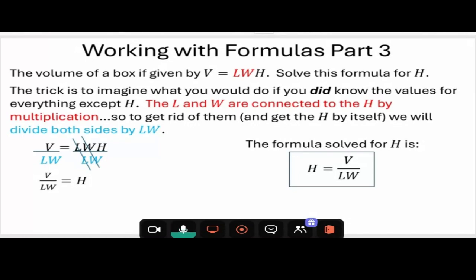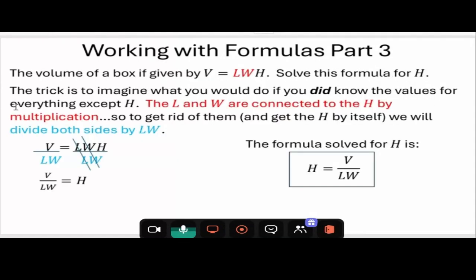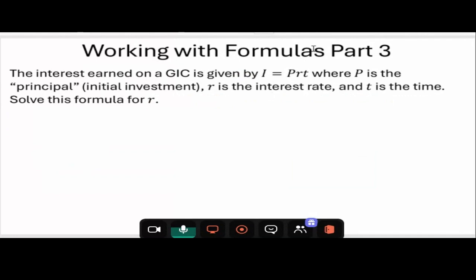You say, you know what, this formula would be a lot more handy if I had the H isolated instead of having the V isolated, and then I can just plug my numbers in. So here's another one. If you look at the formula, this is now talking about interest rather than volume, but really it's essentially the same formula, right? V equals LWH: something equals three things multiplied. I equals PRT: something equals three things multiplied. And we've run into this equation once or twice before in our practice.